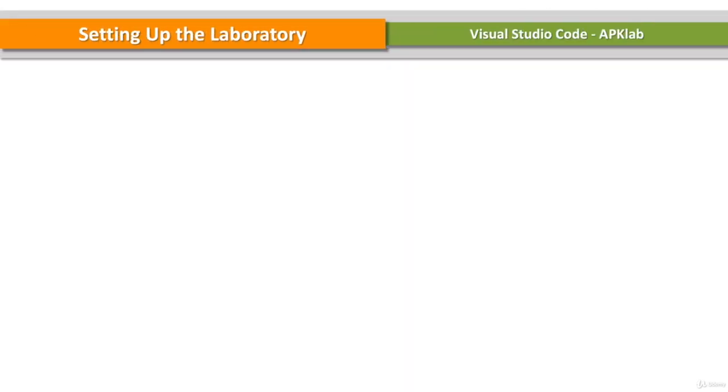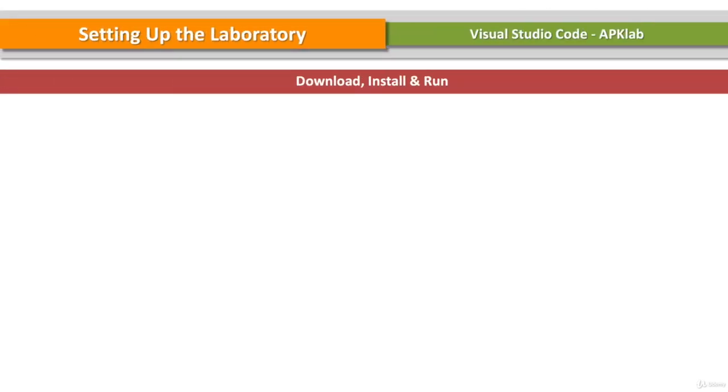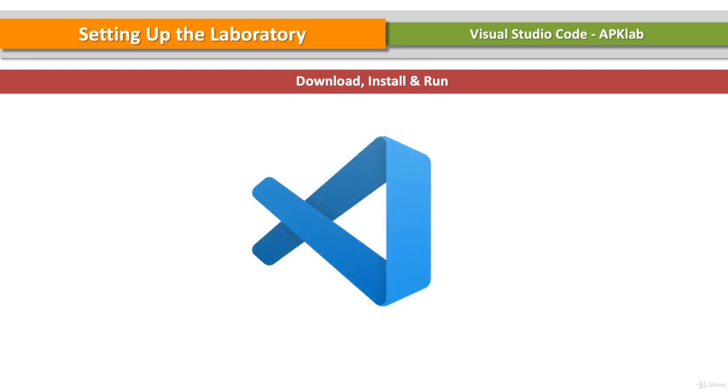Visual Studio Code is a streamlined code editor with support for development operations like debugging, task running, and version control. We'll use it for the APK Lab extension. APK Lab is Android Reverse Engineering Workbench.